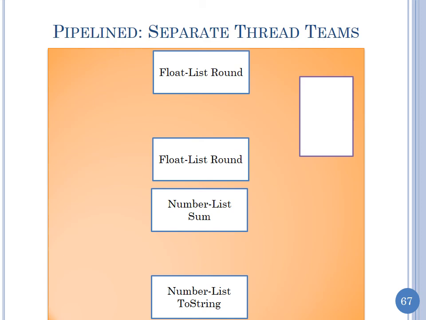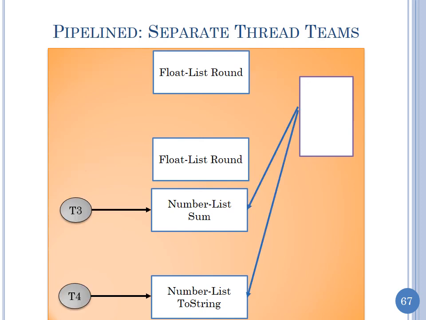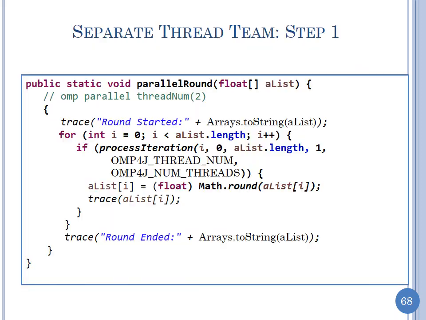And what I could do is have T1 and T2 do the rounding first, in parallel. T1 does rounding of some elements, T2 does rounding of some other elements. And then T3 and T4 can do the list sum and list to string in parallel. Right? And this is what's happening here.